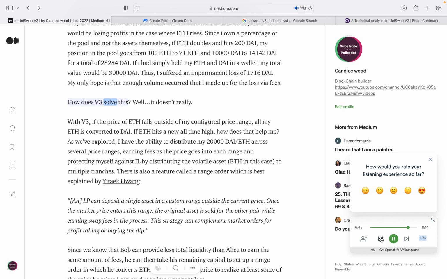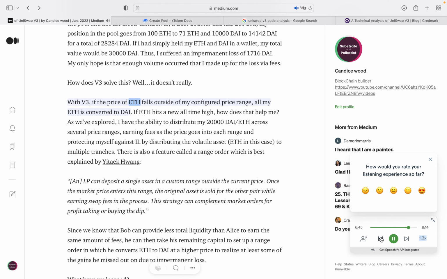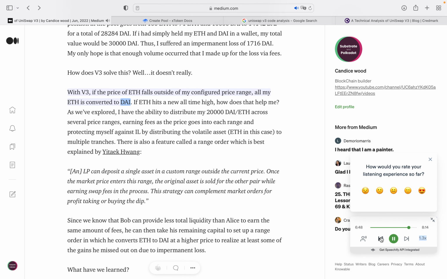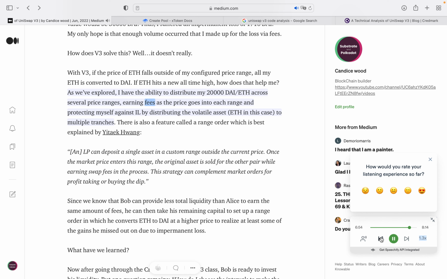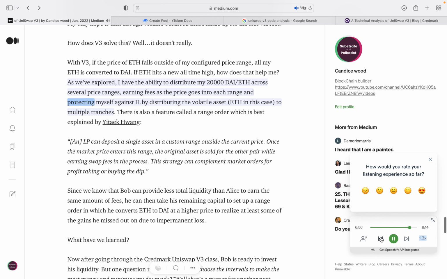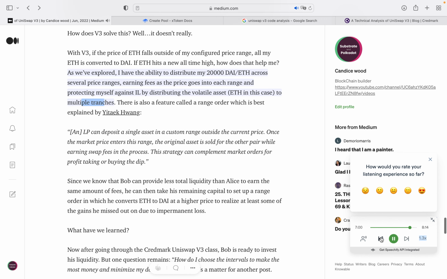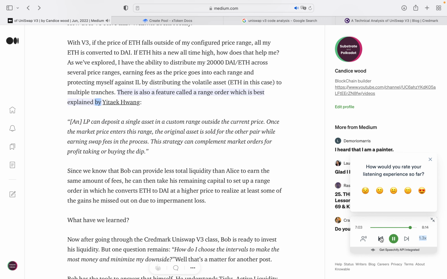How does V3 solve this? Well, it doesn't really. With V3, if the price of ETH falls outside of my configured price range, all my ETH is converted to DAI. If ETH hits a new all-time high, how does that help me? As we've explored, I have the ability to distribute my 20,000 DAI/ETH across several price ranges, earning fees as the price goes into each range and protecting myself against IL by distributing the volatile asset, ETH in this case, to multiple tranches. There is also a feature called a range order, which is best explained by Yiti Kwang.